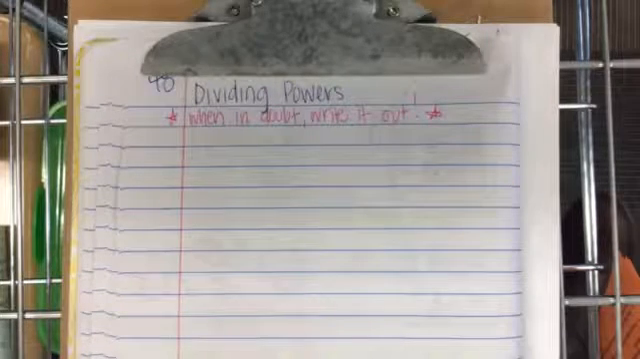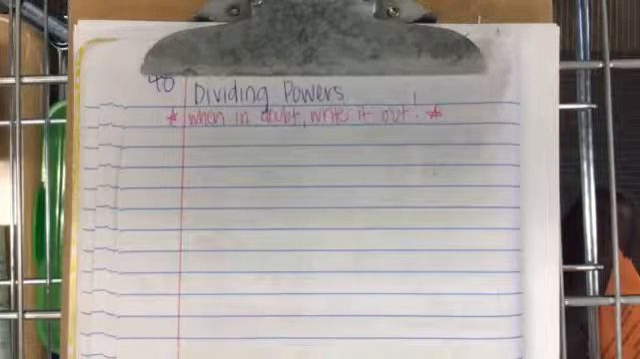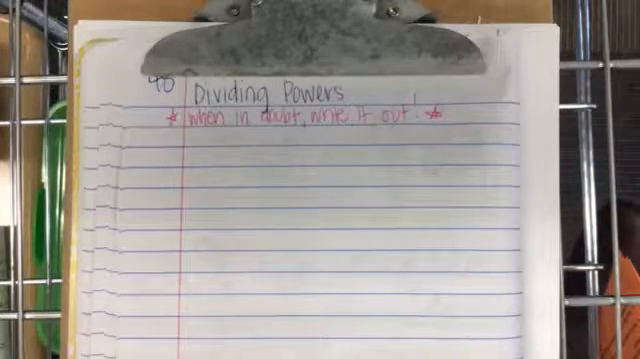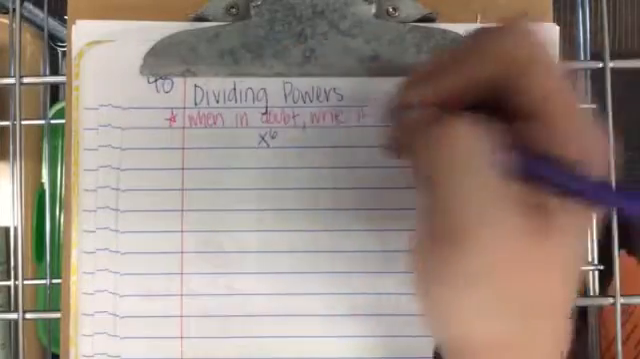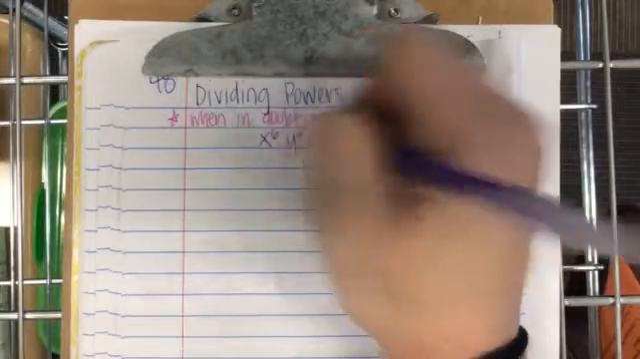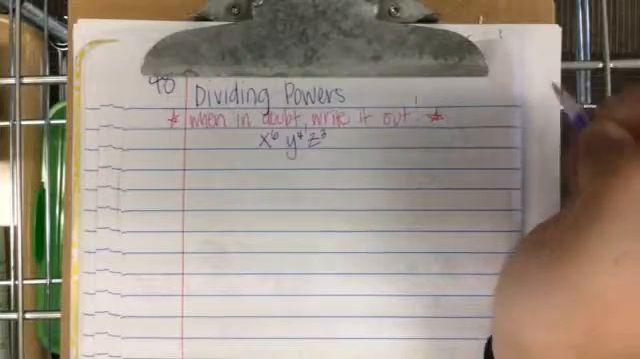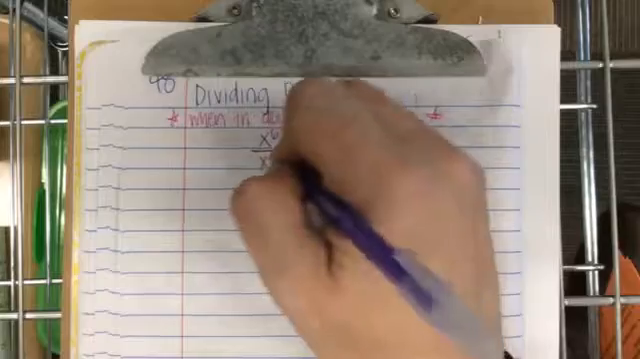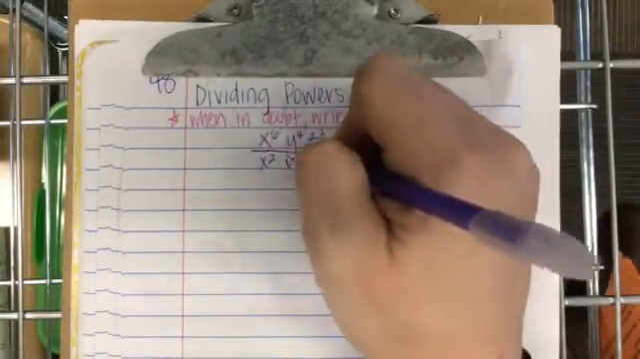So today, instead of multiplying powers, where there were powers being multiplied, today we're going to have powers and we're going to be dividing. So if I have x to the 6th, y to the 4th, z to the 3rd, those are all powers, right? And I'm dividing by x squared, y, and z to the 3rd.